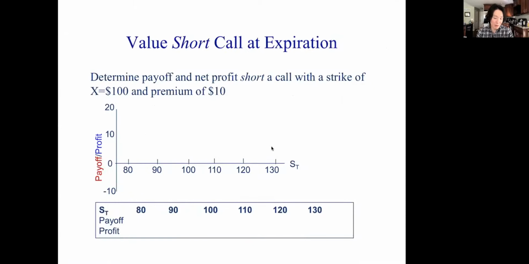Now, value of the short call at expiration is basically you flip the long position in a call. So in other words, short call meaning you're writing a call option, you're selling a call option to the other party, whereas the other party is the long side, right? So sometimes you call it short call or you write call, okay?